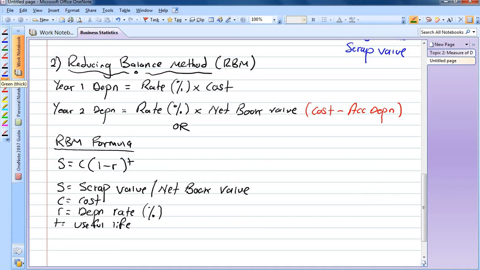Now, so this is the RBM method formula. If you look at the RBM formula over here, it's something like compound interest, right? But it's not compound interest. It's almost similar to the compound interest formula. If you want to find C, take the S over 1 minus R power of T.